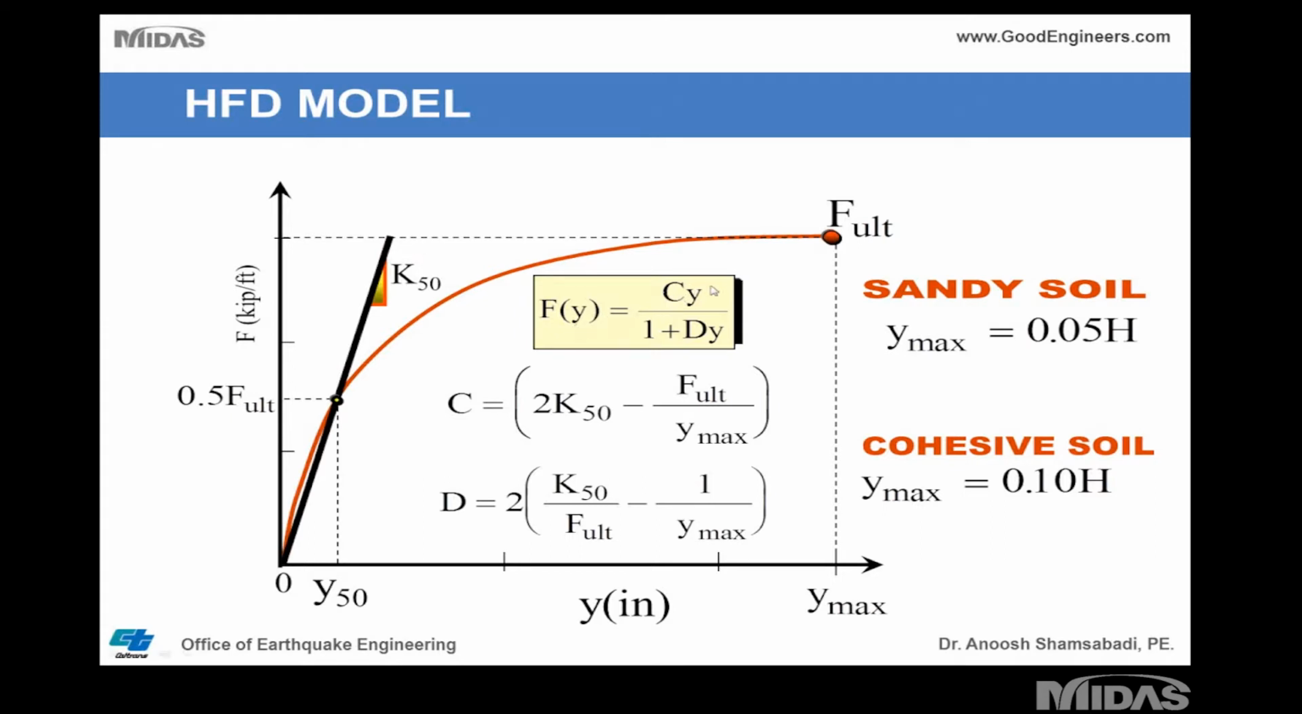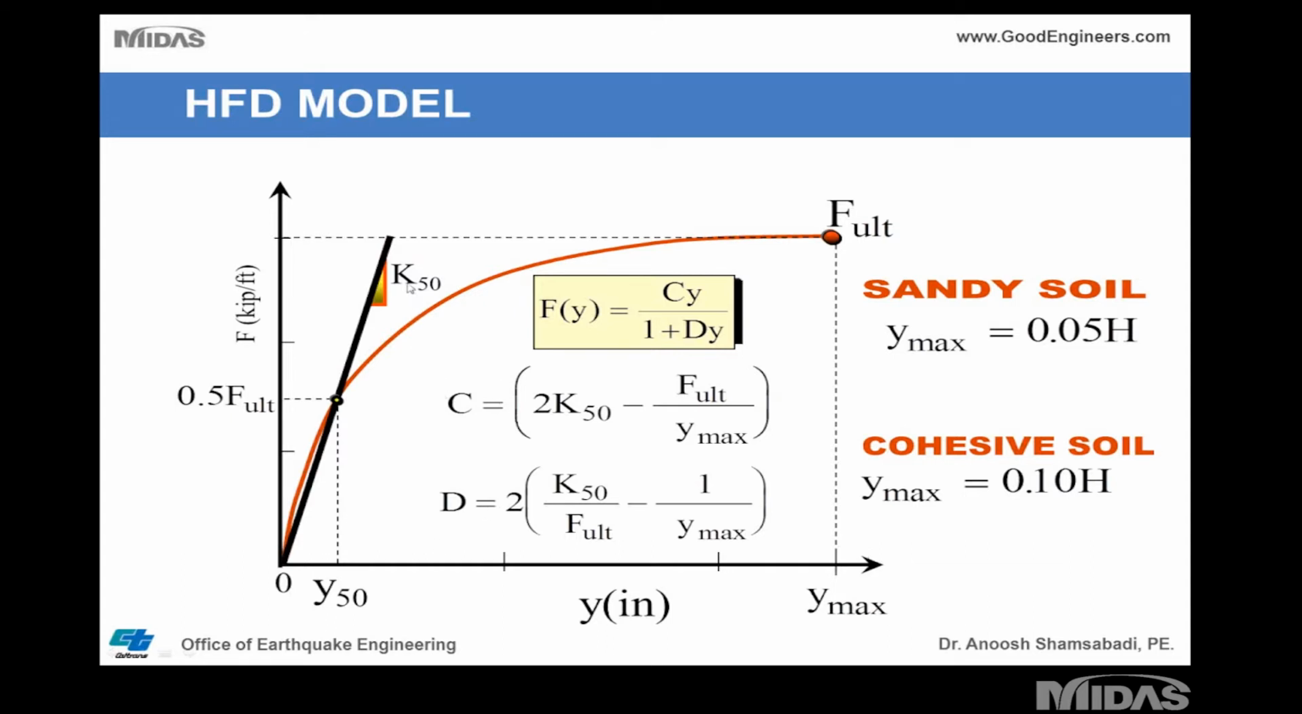Basically, a constant C times Y, which is the displacement in the longitudinal direction of the bridge, divided by 1 plus D, another constant, times Y, which again is the displacement in the longitudinal direction of the bridge. The constants C and D are very easy to calculate.